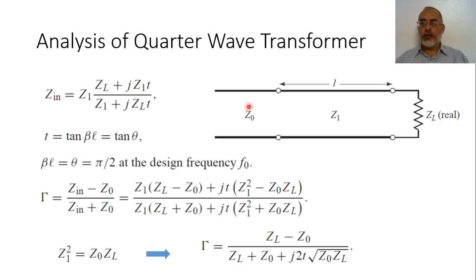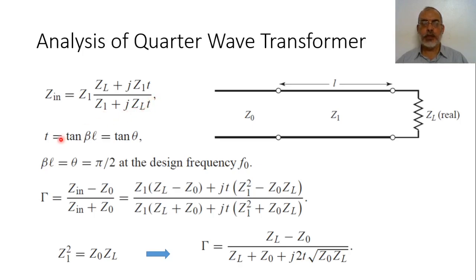The analysis of quarter wave transformer. If we have a real Z load connected to a transmission line section of characteristic impedance Z naught through a transmission line section transformer of characteristic impedance Z1 and length L, the input impedance seen at the end of the transformer is given by Z input equals the characteristic impedance of the transformer Z1 multiplied by Z load plus j Z1 tan beta L over Z1 plus j ZL tan beta L.